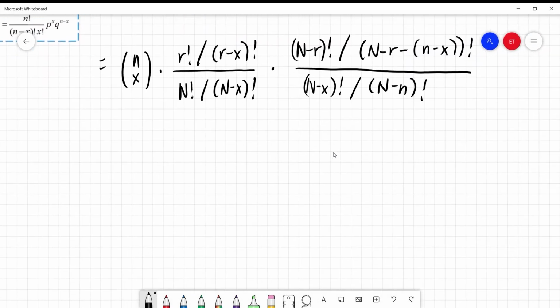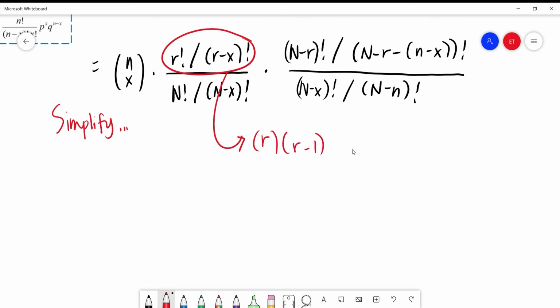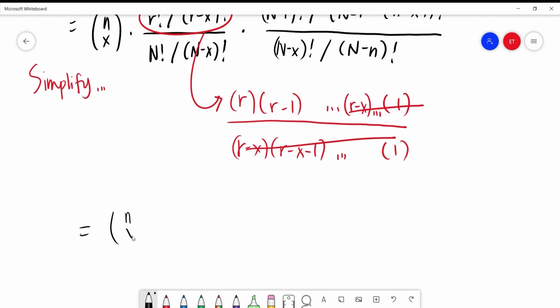Now, what we're gonna do is we can actually further simplify this equation, and we do it by expanding and see that there are terms or bits that we can cross out. So let's start right here at the numerator, which if we expand, it's gonna be this over this. R minus x minus 1 dot dot dot times 1. If you would expand the numerator, we can actually see that we can cross out that bit. So let's now rewrite the whole thing. N choose x times r times dot dot dot r minus x plus 1, which came from, of course, here.